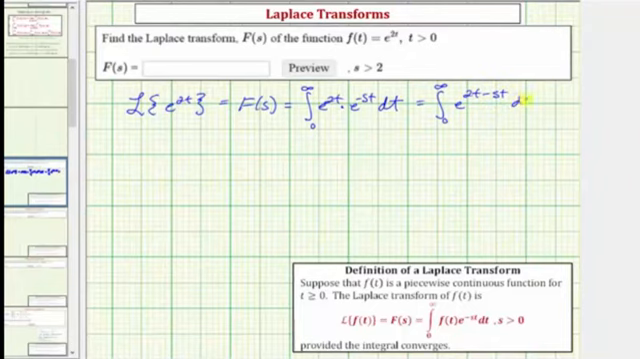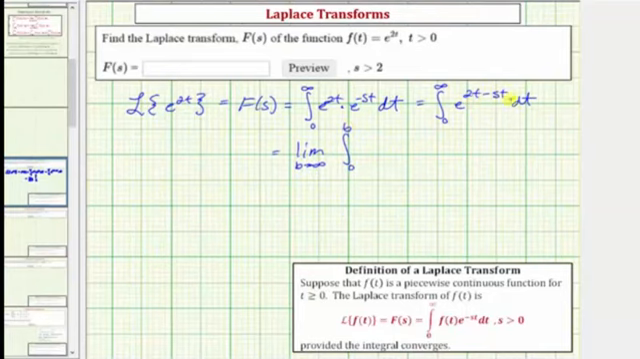st dt. And now because we have an improper integral, because the upper limit of integration is infinity, we need to write this using limit notation. We would have the limit, let's use the variable b, so as b approaches infinity of the integral from 0, because b is approaching infinity, we can replace infinity with b.